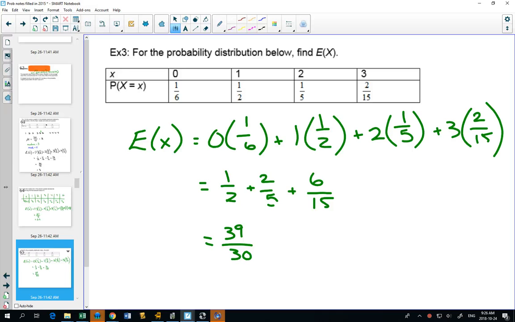So if you would actually like to reenact this experiment, where you can get a 0, a 1, a 2, or a 3, you'd have to make each of these out of 30. The 0 happens 5 times, a 1 happens 15 times, a 2 happens 6 times, and a 3 happens 4 times. Do a quick check. Does that add up to 30 out of 30? Yes. And if you wrote out a 0 5 times, a 1 15 times, a 2 6 times, and a 3 4 times, added them all up and divided by 30, you get 39 out of 30.